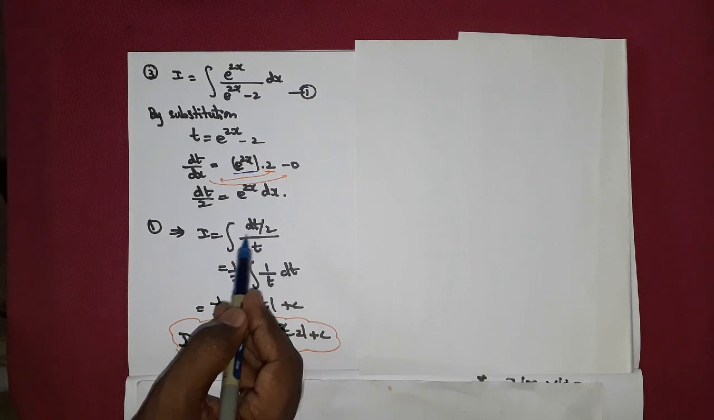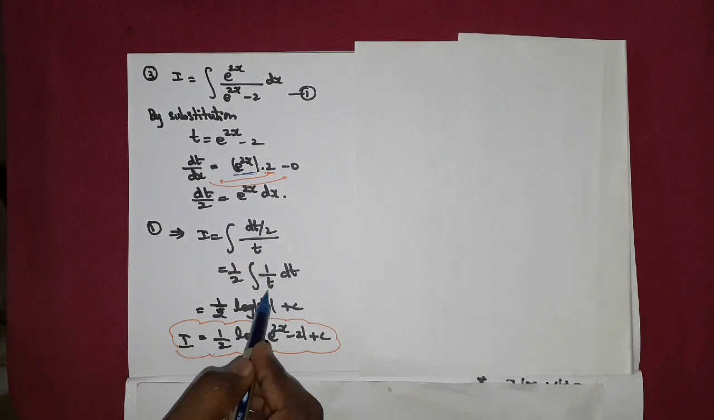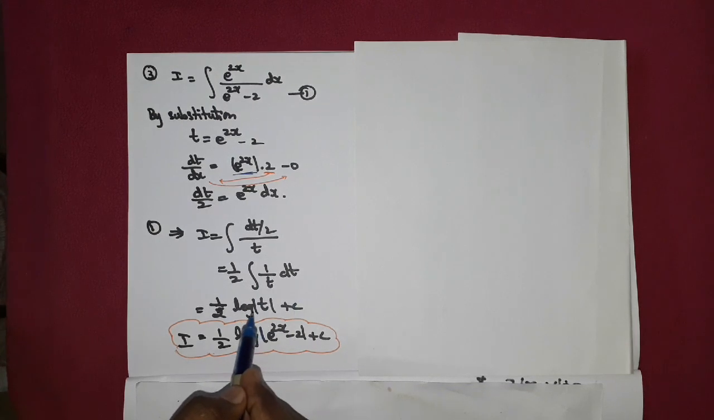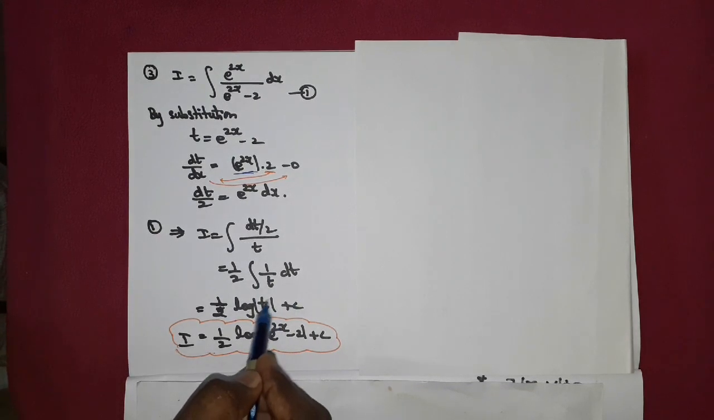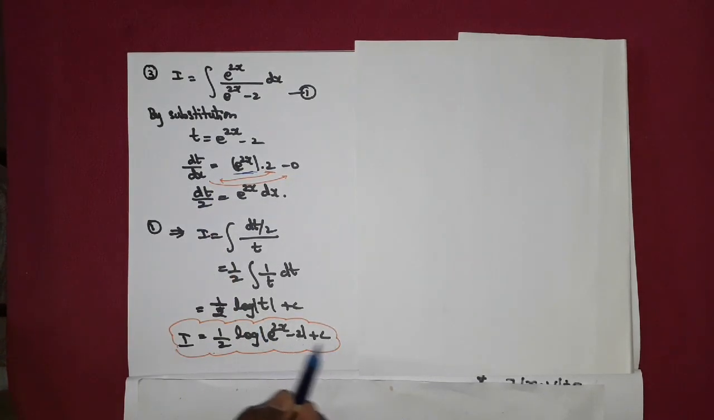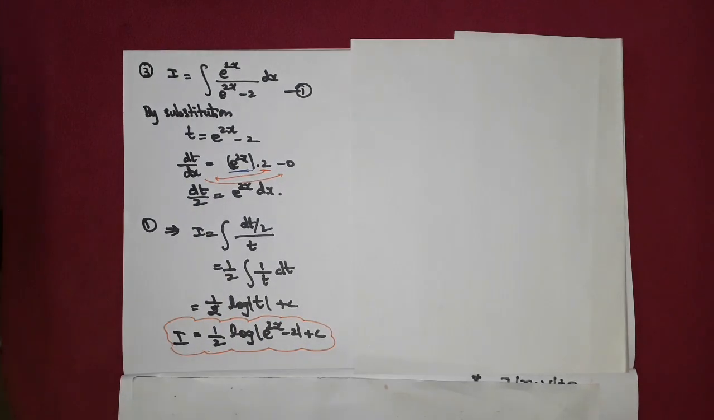1 by 2 is common. So take it out, and dt you keep away. So integral 1 by t dt. 1 by t when you integrate, log t. Okay. In the t place, you apply the value taken, e power 2x minus 2 plus c. So the answer is I equal to 1 by 2 log of modulus e power 2x minus 2 plus c.